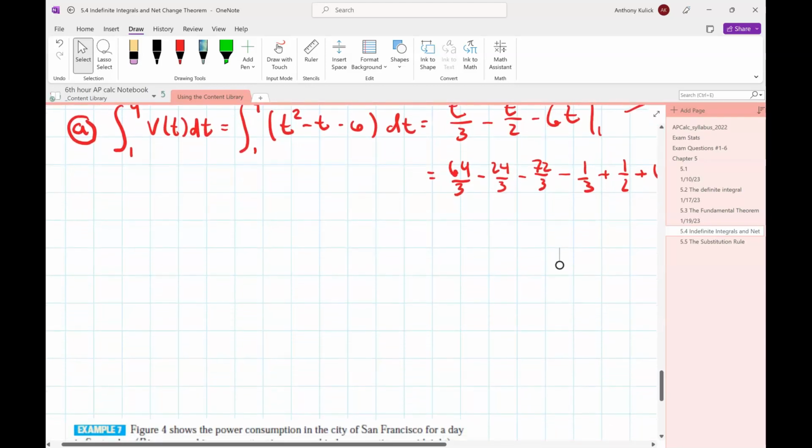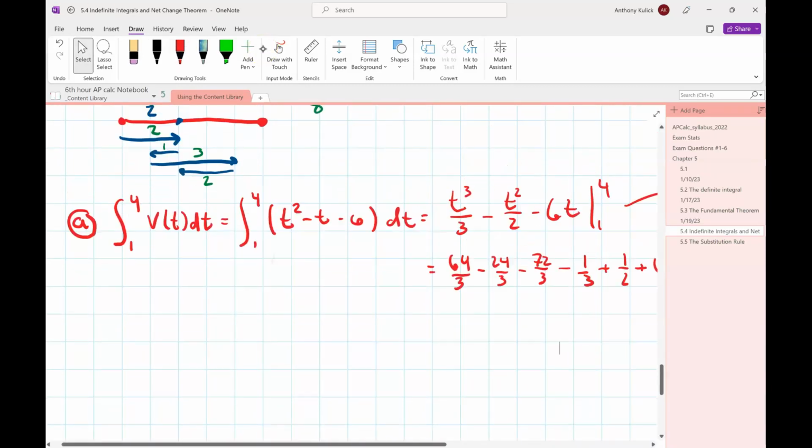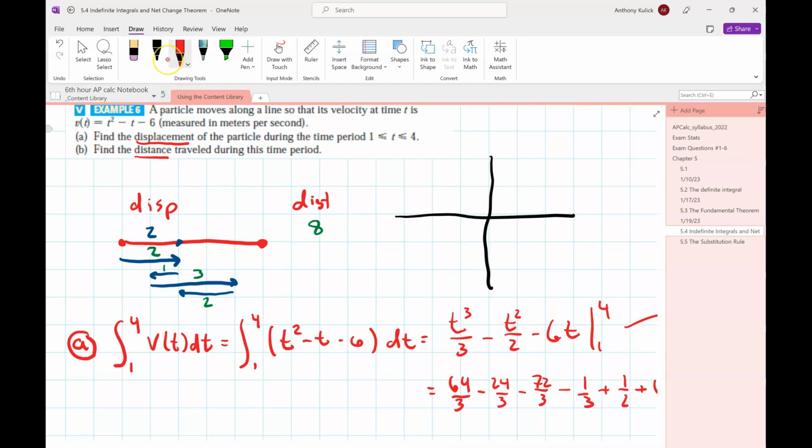All right, so for part B then, we want the total distance traveled, right? So let's think about what's going on here. This is a quadratic, right? It factors to t minus 3, t plus 2. So from negative 2 to 3, it's going to be below the x-axis. And then after that, it'll be above, right?